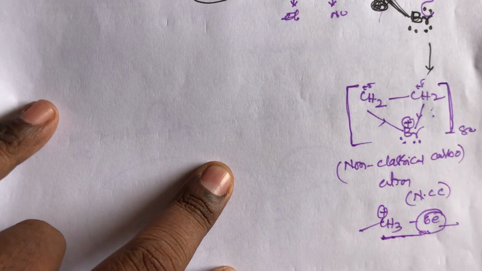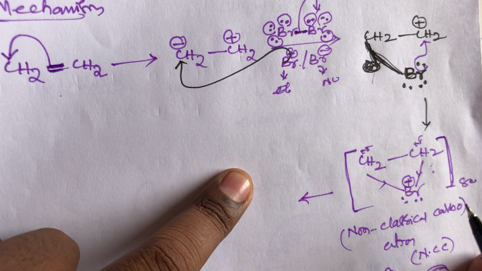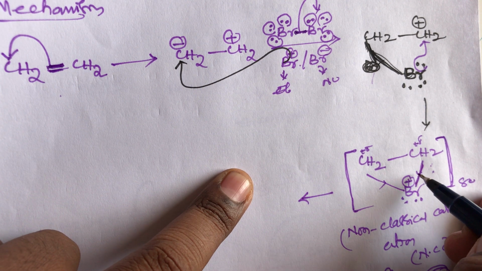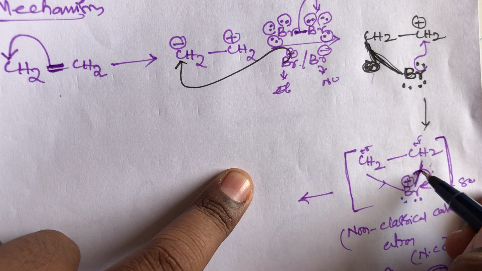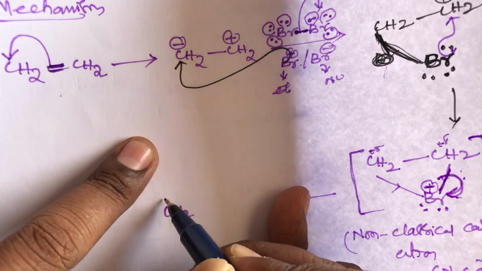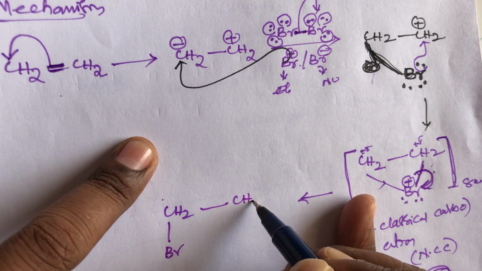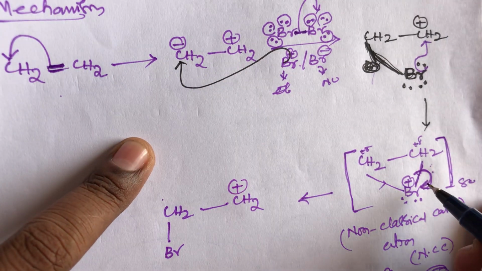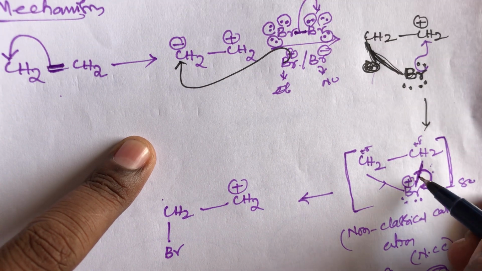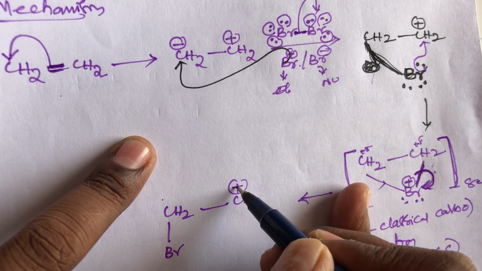Students, after that, the bromine electron will be returned back. This bromine electron returns back, so we get CH2 Br and CH2 plus. This bromine already has a positive charge, so the electron returns back, and we get CH2 Br and CH2 plus, this carbon getting the positive charge.